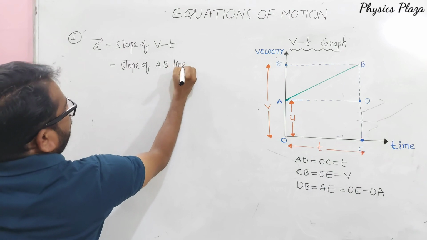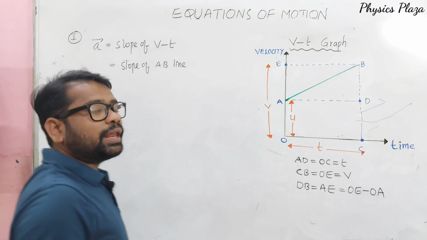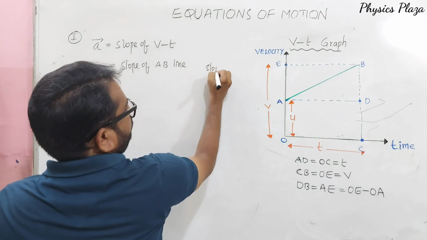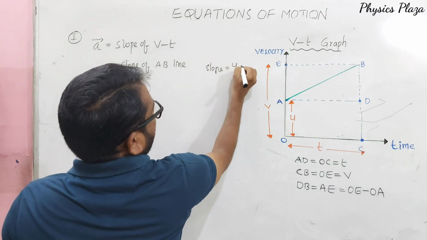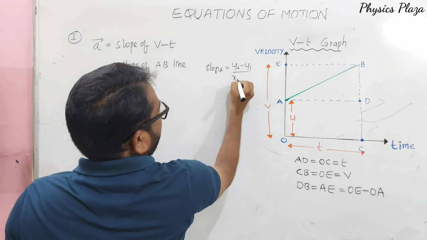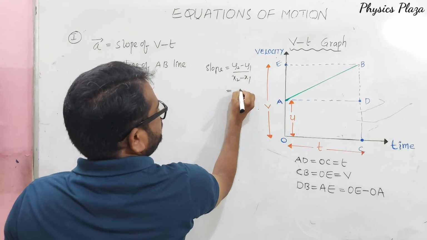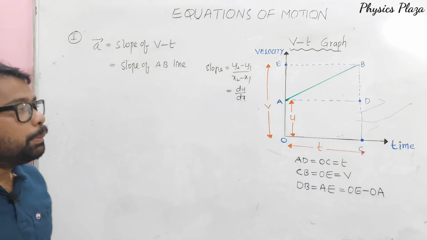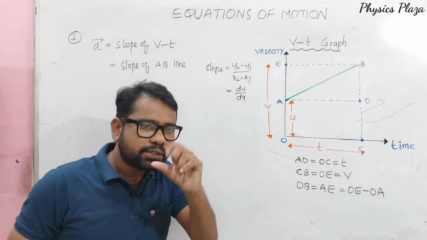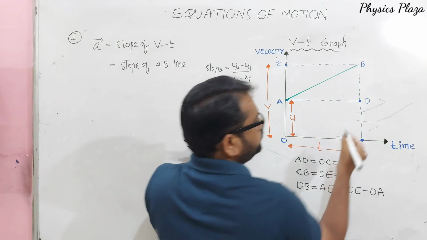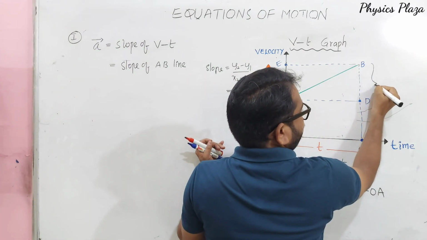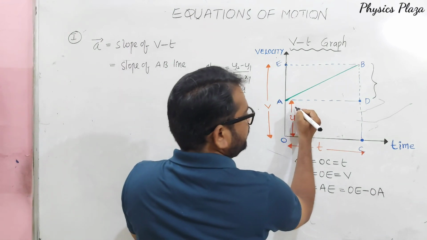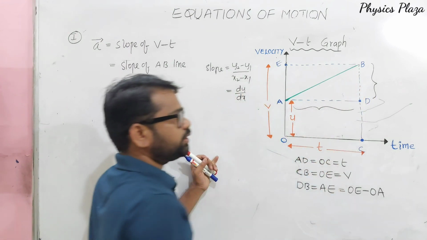Slope of the AB line. Children, how to calculate slope? Let us recall the slope formula. We know that slope is equal to y2 minus y1 by x2 minus x1. That is, change in y value by change in x value will be the slope. But for this AB, what is the change in y value? Here the y value is dB, and the x value will be AD.